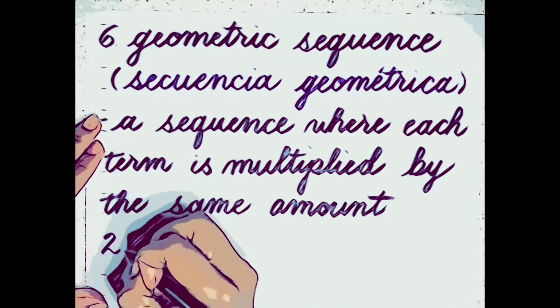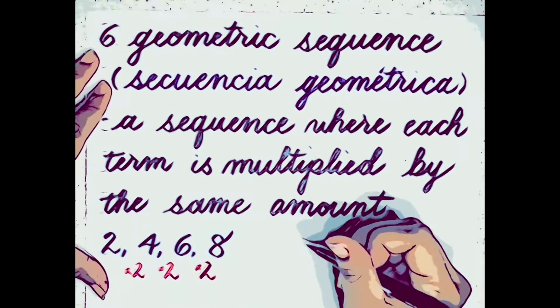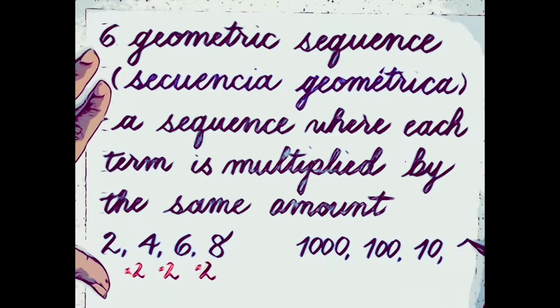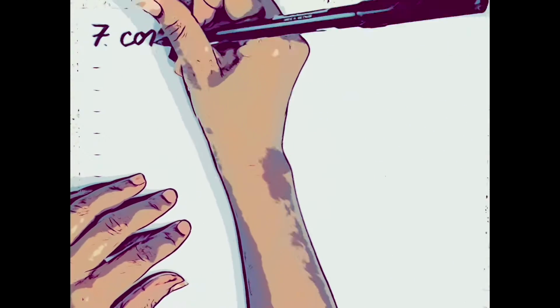So in the examples below, 2, 4, 6, 8, we're multiplying by 2. But in the second example, we're multiplying by 1/10, which is the same as dividing by 10.